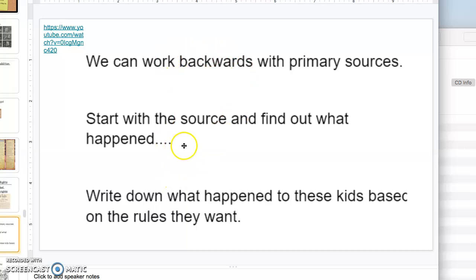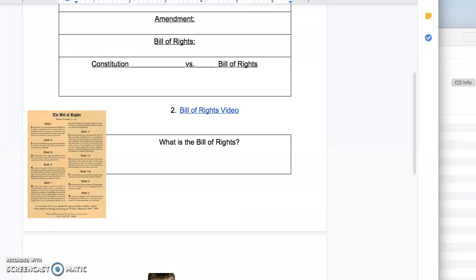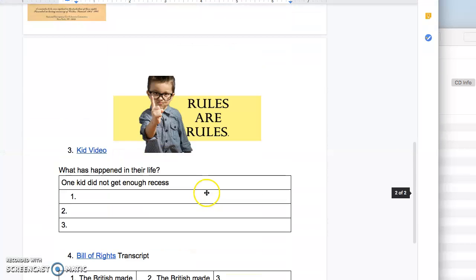So we can work backwards through these primary sources to find out what was happening at the time. So we're going to model this with this kid video. I love this kid video. It's 1.5 minutes. Watch it twice. It's pretty funny. So pause my video, watch the kid video, come back.